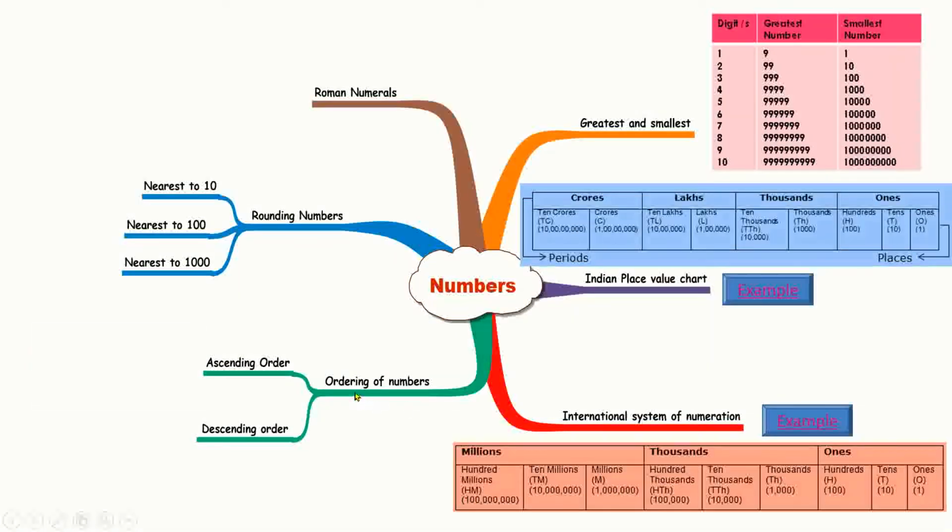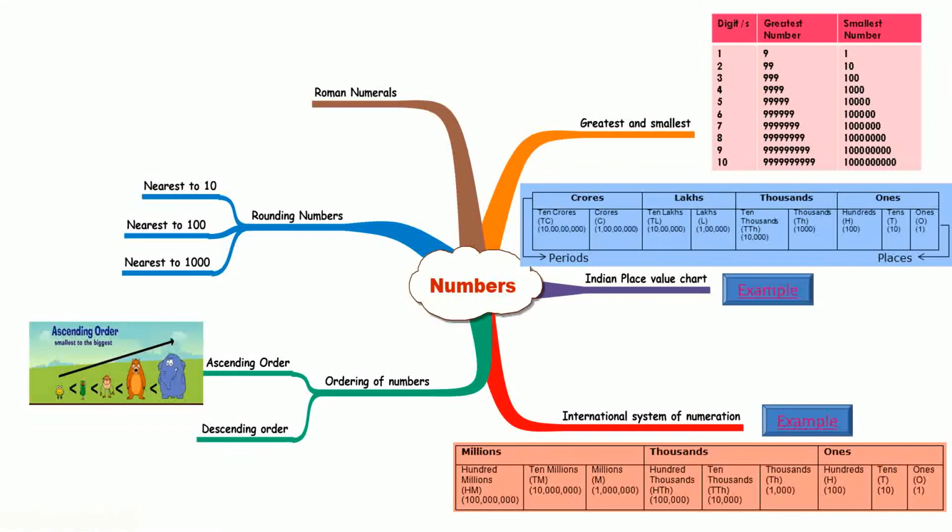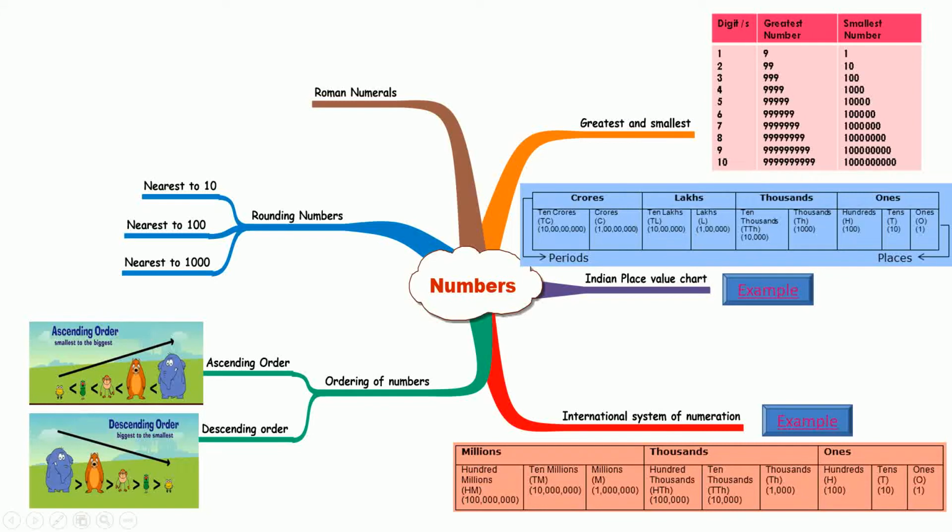Next concept is ordering of numbers. We have 2 types. One is ascending order and one is descending order. Ascending order means we are arranging the numbers from smallest to biggest. Descending order means we are arranging the numbers from biggest to smallest. Next concept is rounding numbers.